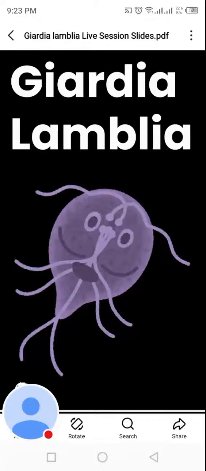And you guys didn't answer the question, what is the string test? Okay, let me tell you. The string test is performed when all the other tests are negative in case of giardiasis, but the symptoms persist. This test consists of swallowing a weighted piece of string, and it reaches the duodenum. And then what happens? The trophozoites present in the duodenum adhere to the string, and then these trophozoites can be visualized after the withdrawal of the string. This was the string test.